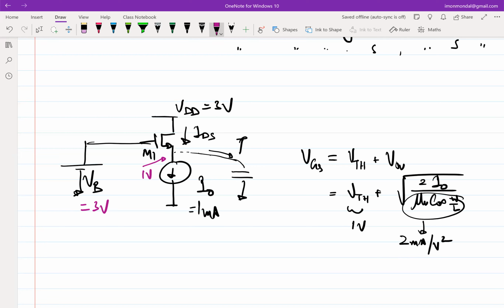If I now say that I change VB from 3 volt to 2.5 volt, what will be the source voltage? 0.5, right? So what are you observing? The source voltage is following the gate voltage. Right? Incrementally, the source voltage is following the gate voltage. So this is why I call it a source follower. Even though it should be called a gate follower. But it's called a source follower. So the source follows the gate.